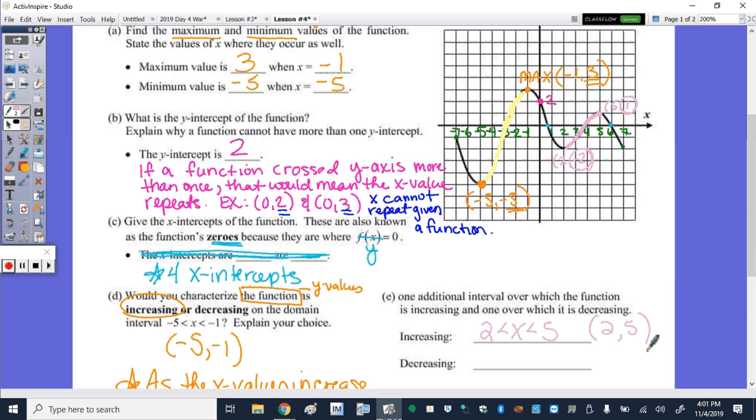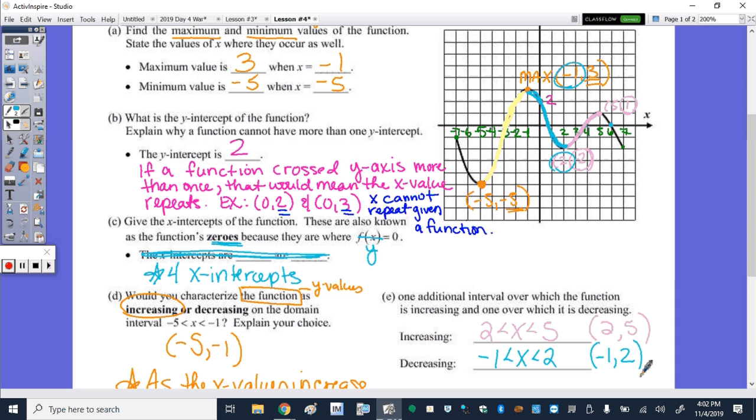And then I need one interval where it's decreasing, or where the graph's going down. So I'm going to use this one right in the middle. So from here to here. This x value is negative 1, this x value is 2. So from negative 1 less than x, symbols stay the same direction, less than 2. Or we can write negative 1, comma, 2.